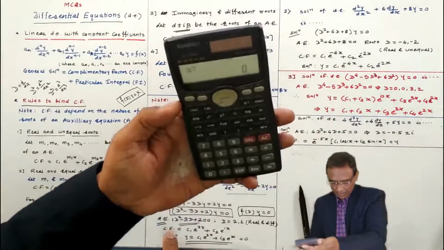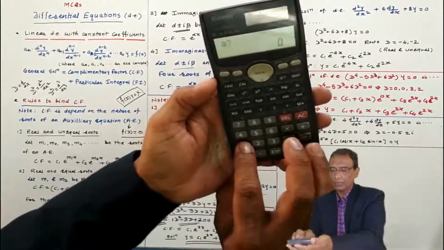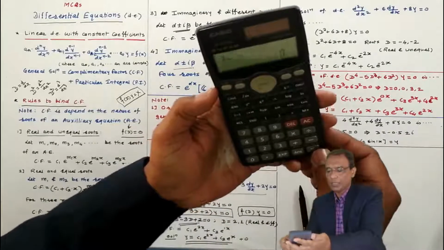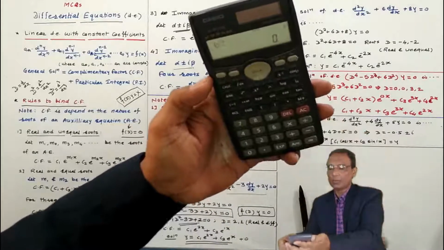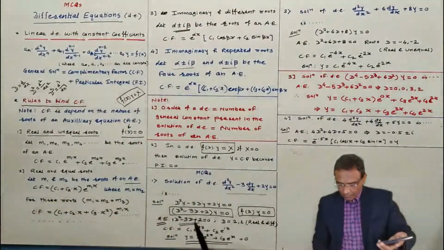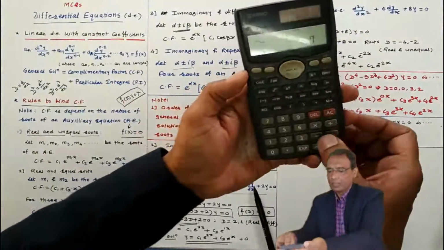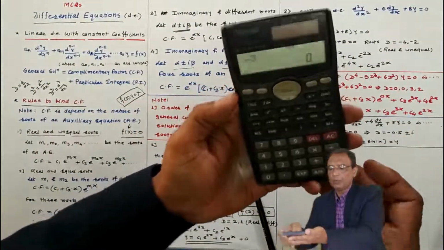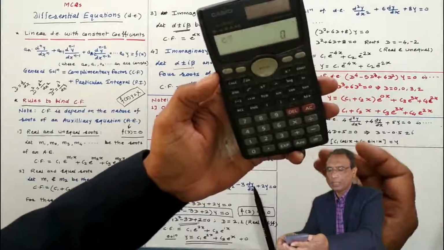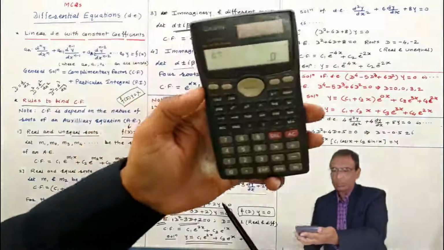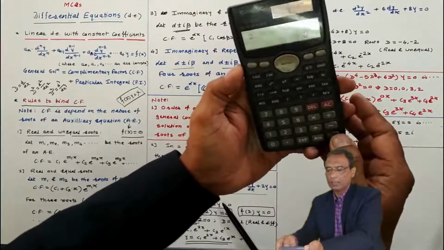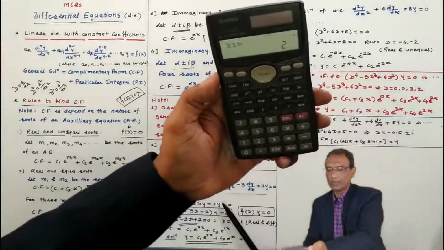So what is the value of A, the coefficient of d square? 1. I press 1 and execute with the equal to button. Now B is minus 3. I press minus 3 and execute with equal to. C is 2. I press 2 and execute again.